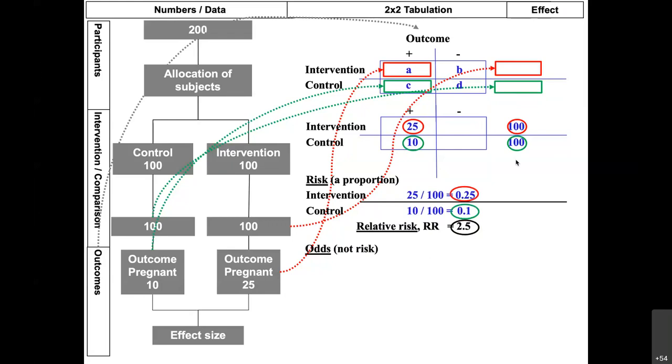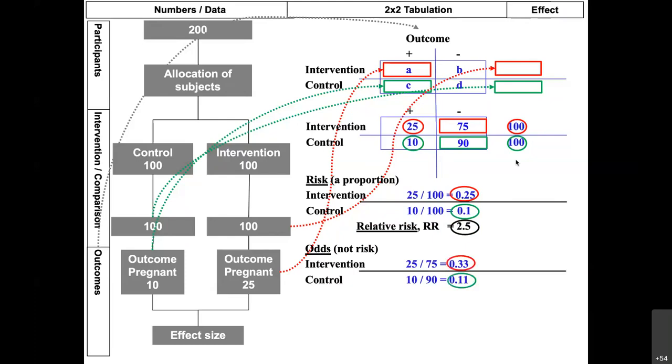Odds ratio is not risk or chance or probability or proportion. It's odds, and that is important in the calculation of odds ratio. So what is odds? For the calculation of odds, we need a different piece of information. We divide the number of people pregnant by the number of people who are not pregnant in the intervention group. And the odds of the control is the number of people in the control group who become pregnant divided by the number who did not become pregnant in the control group. When you divide one by the other, you get the odds ratio. You get 3.